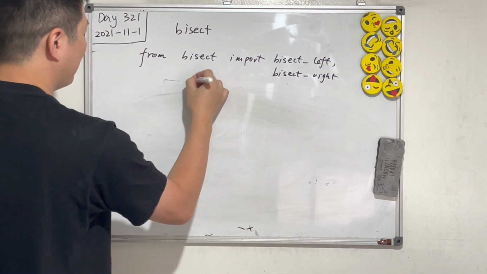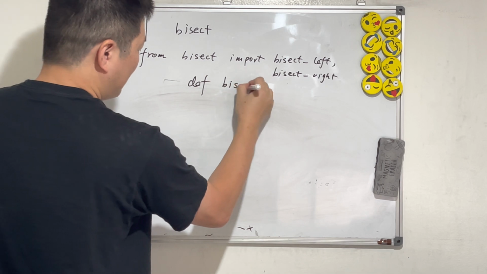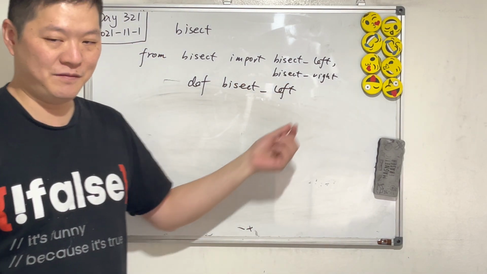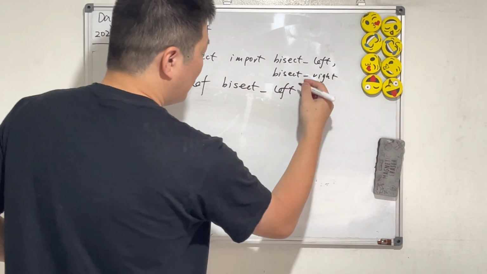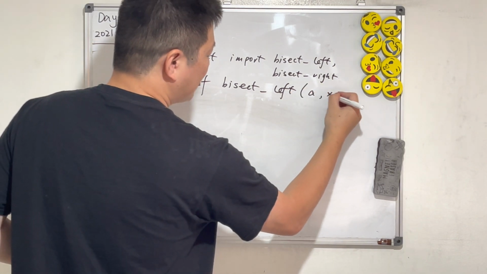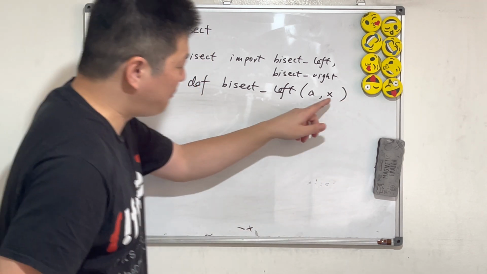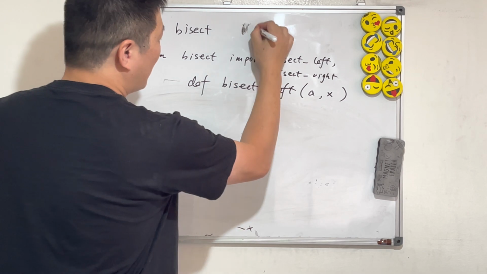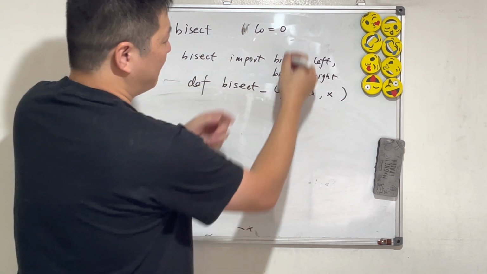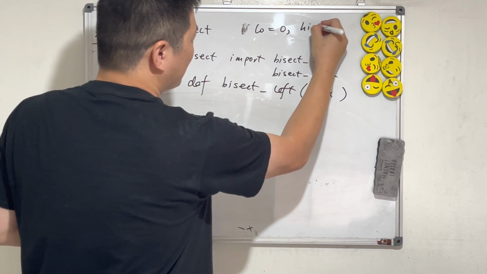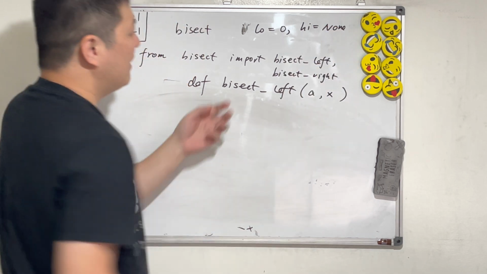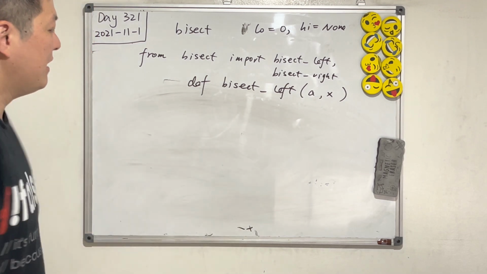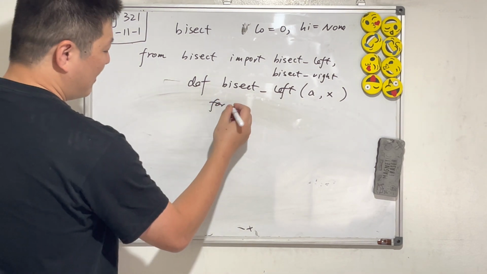Let's just quickly write it. Define bisect_left. Sometimes bisect is equal to bisect_left. It takes a, x, and by default it has 2 parameters: the lower index lo equals 0, right? By default parameter. And hi equals None. If hi is None, then hi is the length of a.